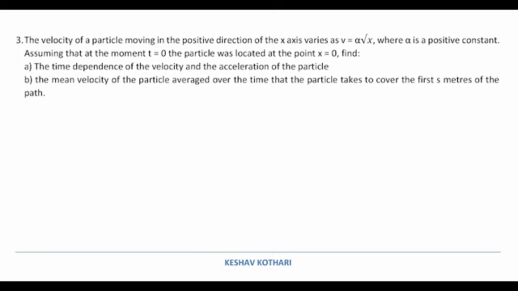of the path. So we are beginning with this question again using the definition, that is, we write v equals dx by dt, and this is written in terms of alpha root x. So from here I can write it as dx upon root x is equal to alpha dt, and we can integrate both sides.